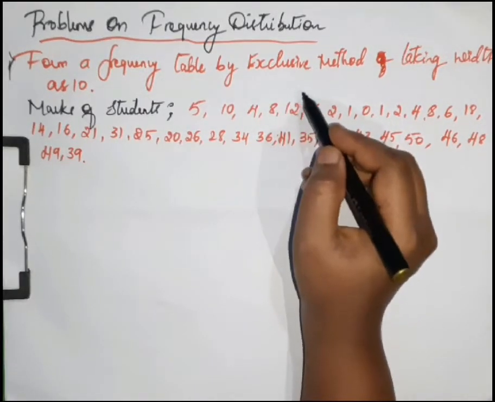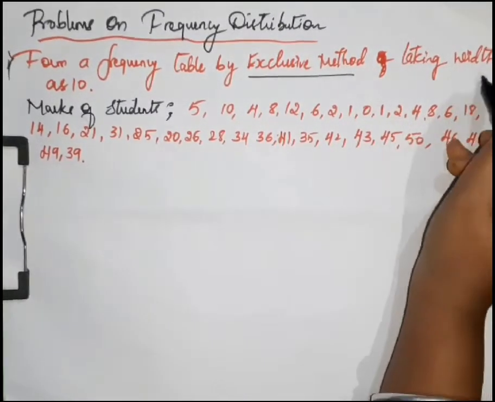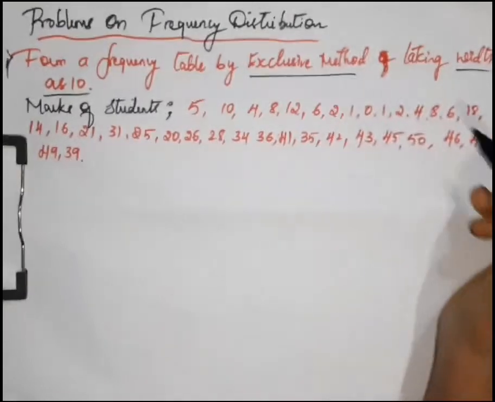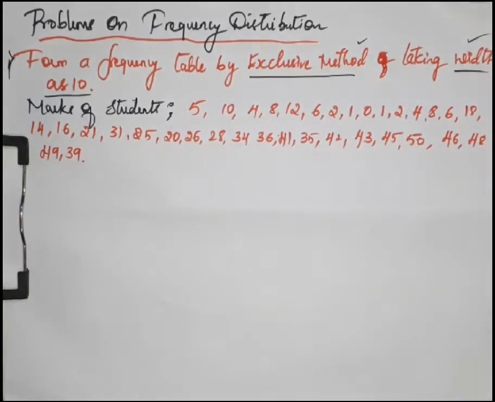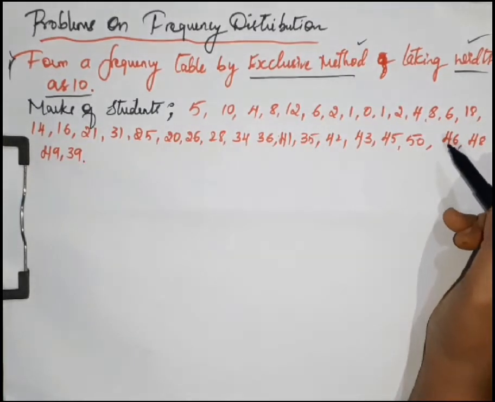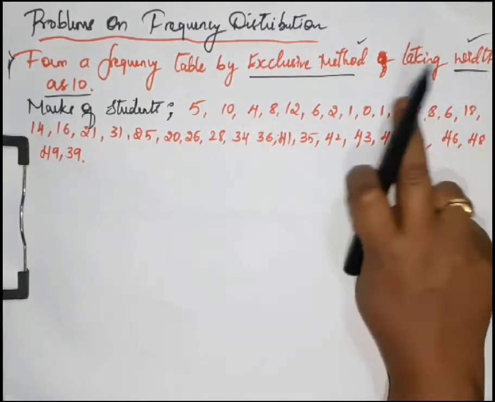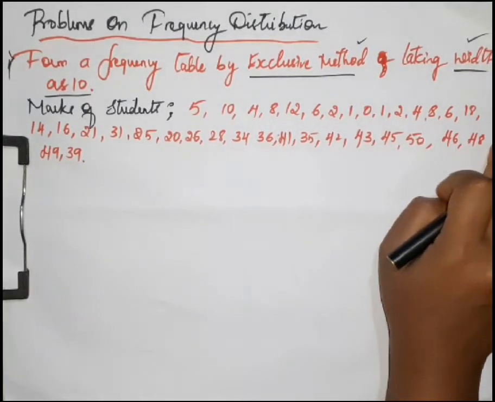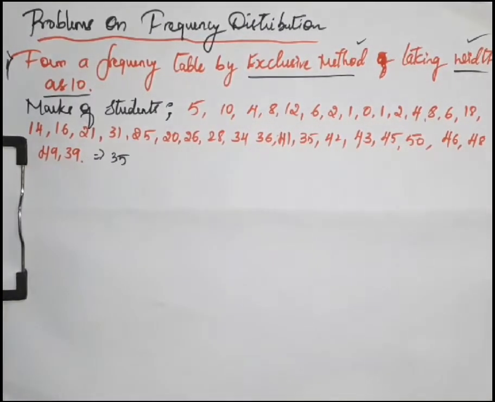Form a frequency table by exclusive method taking width as 10. So here they are asking us to form a frequency table using the exclusive method, and the width should be 10. They have given the marks scored by the students. First thing, you have to count how many student marks they have given. If you count this, you will get a total of 35 student marks here.